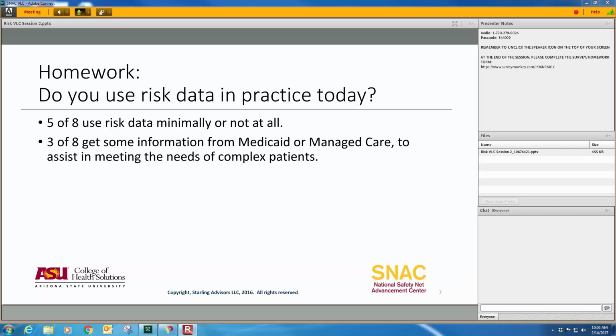It broke out that more than half of the group uses risk data minimally or not at all within their organization. Some were able to give some basic examples of how their organization thinks about risk. And a little less than half, 3 out of the 8 that responded, indicated that they do get some information from either Medicaid or managed care plans to assist them in meeting the needs of complex patients.